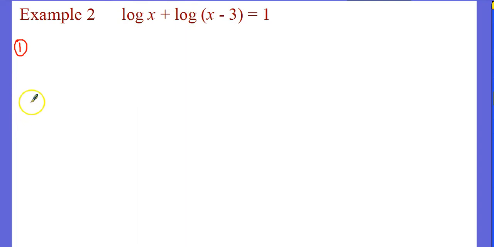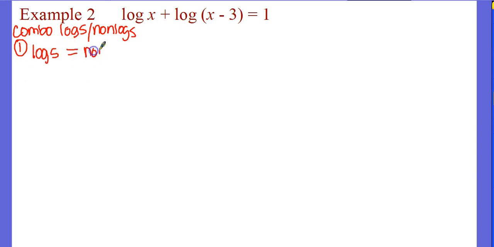Okay. Step 1, when you have, you know what, let me write this, combo of logs with non-logs. So I'm going to write that down. So these are the steps or these circumstances or these conditions. Step 1 is you want the logs on one side and the non-logs on the other side. So if it's not that way, make it that way.